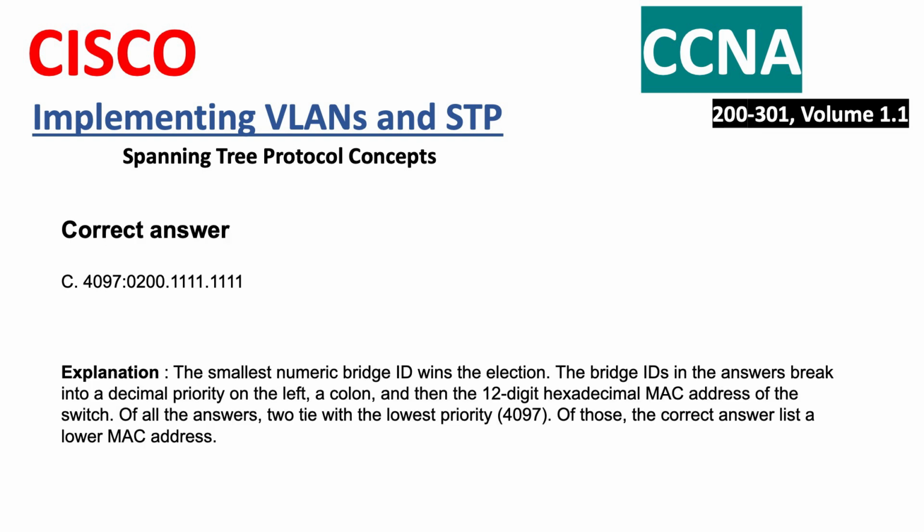Correct answer: C. 4097.0200.1111.1111. The smallest numeric bridge ID wins the election. The bridge IDs in the answers break into a decimal priority on the left, a colon, and then the 12-digit hexadecimal MAC address of the switch. Of all the answers, two tie with the lowest priority, 4097. Of those, the correct answer lists a lower MAC address.